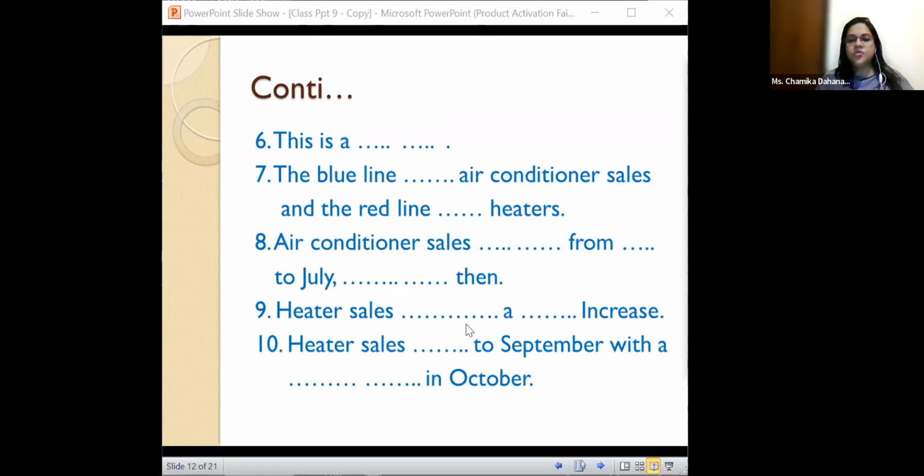Heater sales, what happened? Number nine. Okay, it's not experience. Past tense, remember? If you don't put the past tense correctly, no marks. Heater sales experienced, right? There has to be a sharp increase. Check for the grammar, right? Heater sales, what happened? Number 10, heater sales. Decline. No, that's not the correct answer. Heater sales to September. You have to listen carefully because some of these questions, the structure is different. So this shows why you need to be good listeners, right?